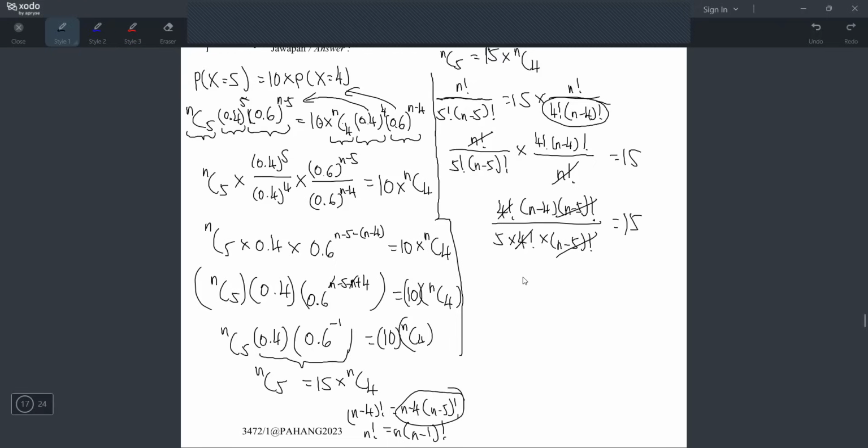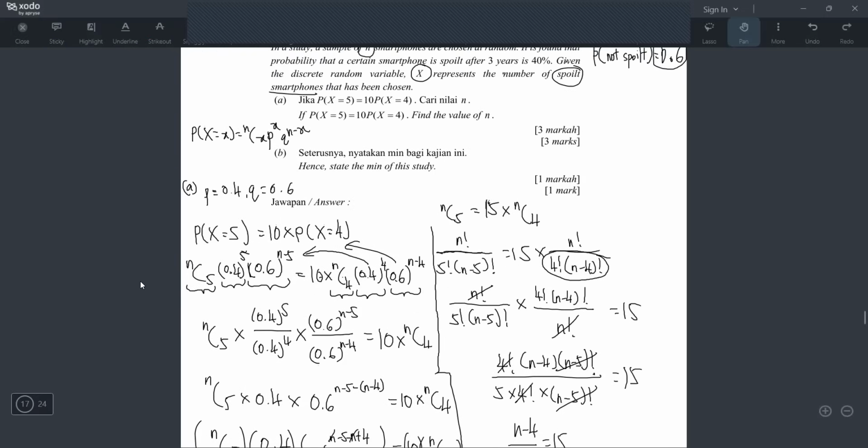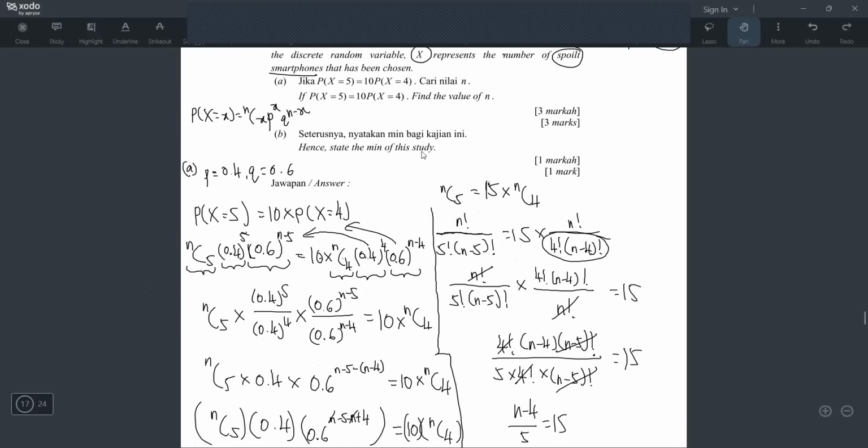Now you will be left with (n minus 4) over 5 equals 15. Now you can find the n already. 15 times 5 is 75, n equals 79. So this is how you find the n. Hope you understand. Now for my part B, state the mean of the study.